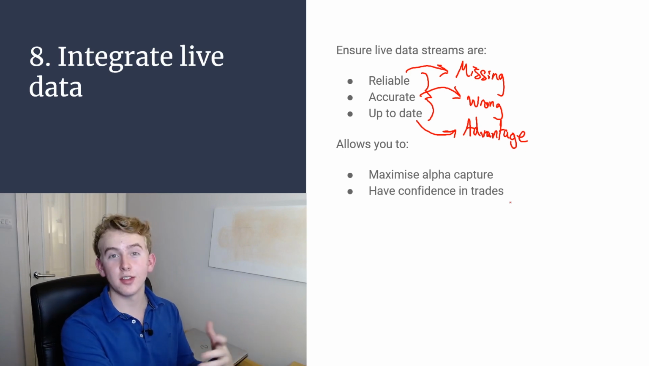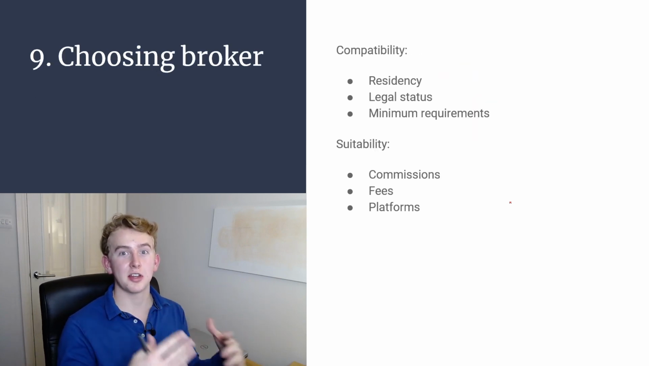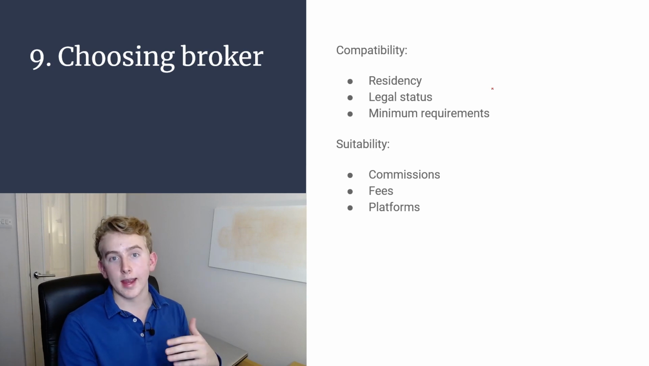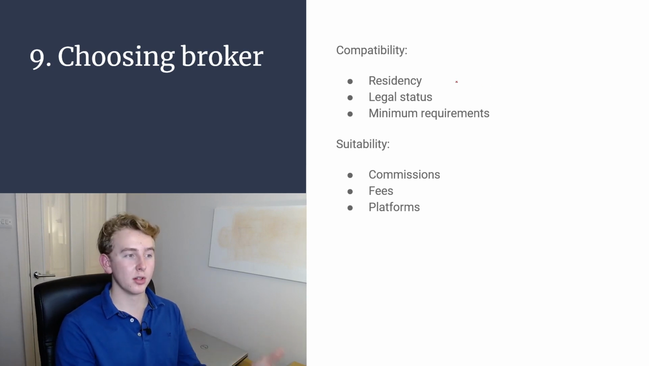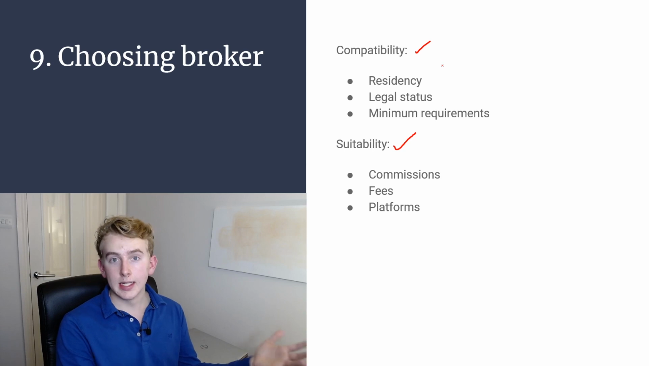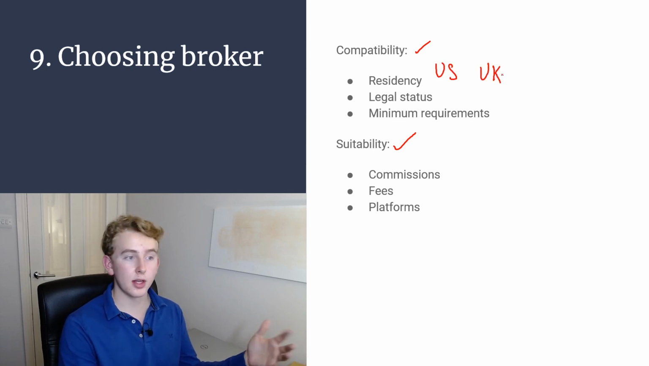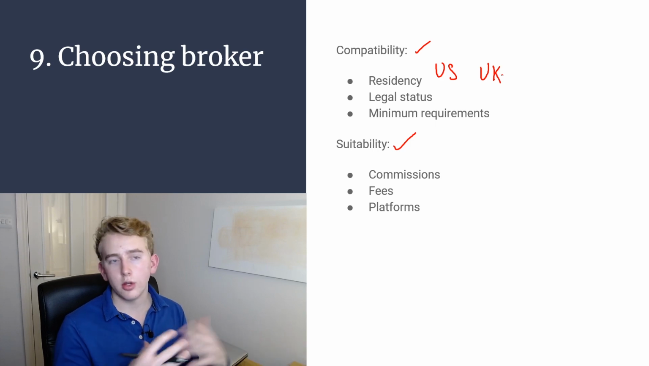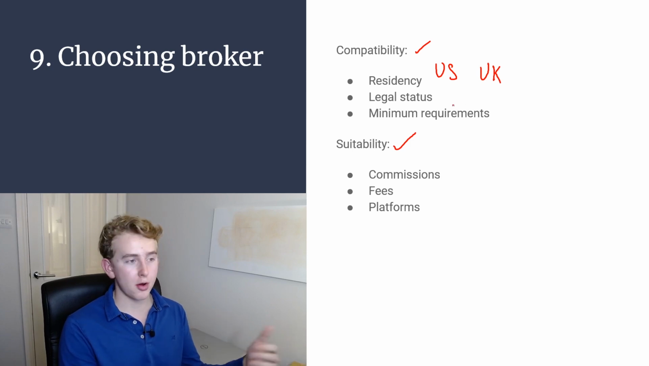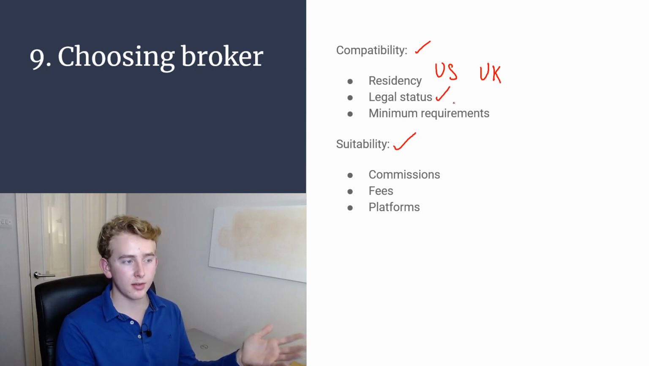And so that leads us into our next point about actually placing the trades. We want to choose a broker. This is something particularly if you're going to deploy a trading bot with actual capital. There are two parts of this: compatibility and suitability. Compatibility may be residency. There could be some brokers which are for US residents only or for UK residents only, etc. So you get the idea. If you're neither of those, then you might not be able to use a broker. And this ties into the legal status here as well.